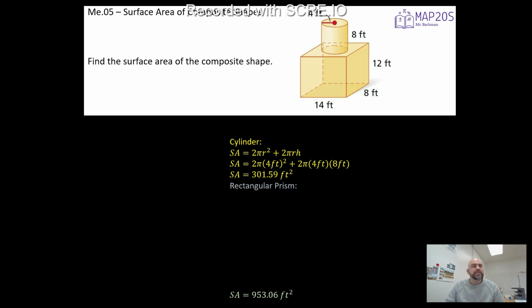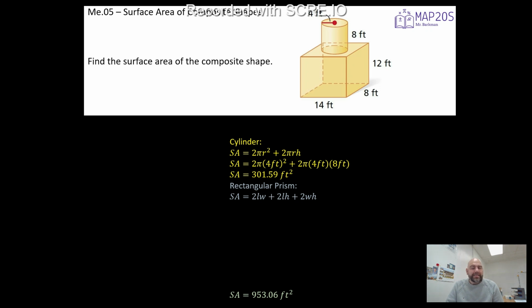Next thing I'm going to look at is the rectangular prism. The rectangular prism is that bottom piece. It has a length, width, and height of 14, 8, and 12. Our formula, which I have on my formula page, or you might have seen in the past, is 2 times length times width plus 2 times length times height plus 2 times width times height.